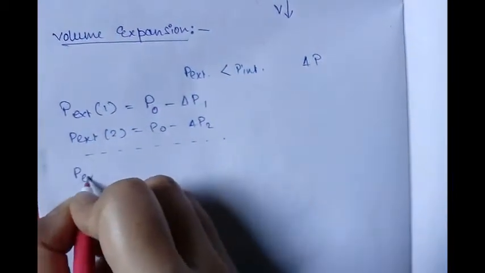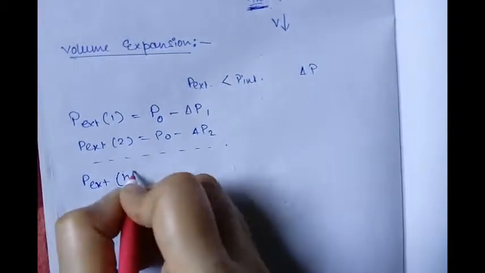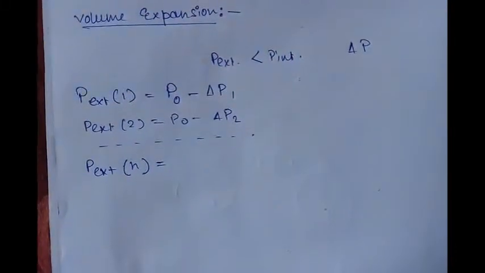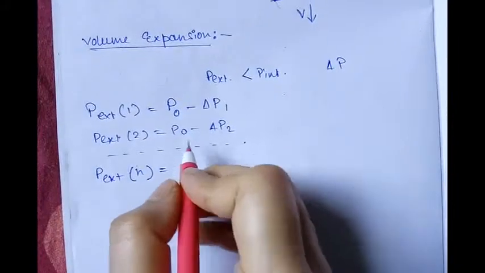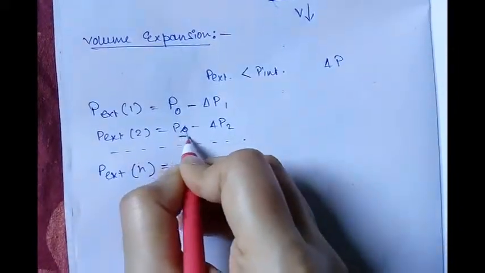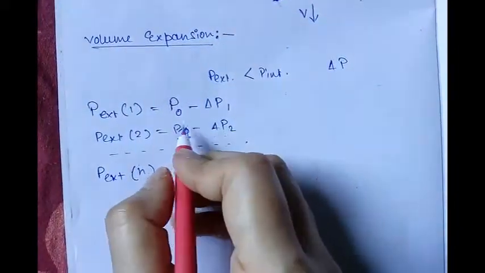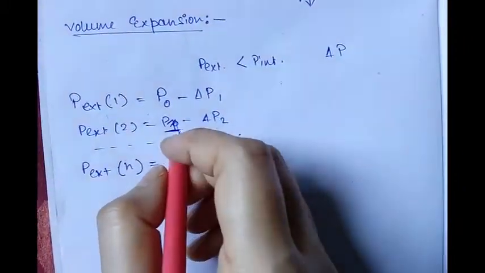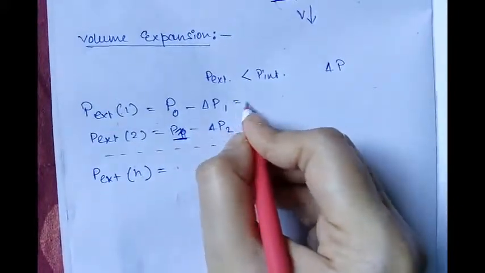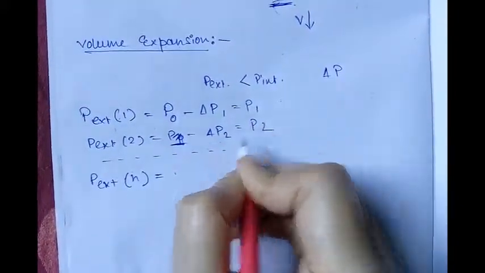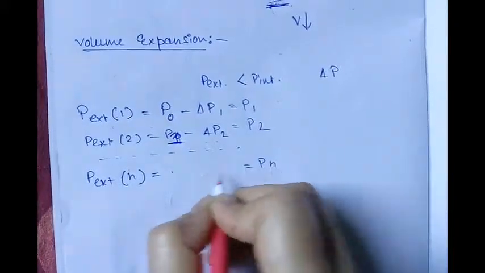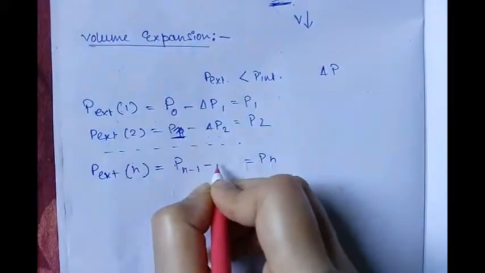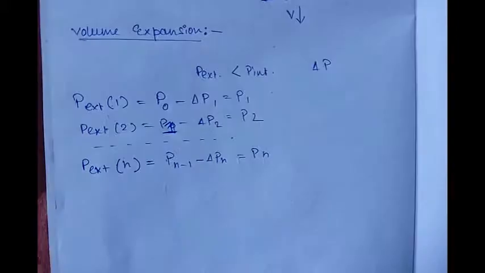and ultimately P external n equals, it will not be P0, it will be P1 minus delta P2, as P1 was the pressure in the first state, and it will be P1, P2, and Pn will be equal to P n minus 1 minus delta Pn.